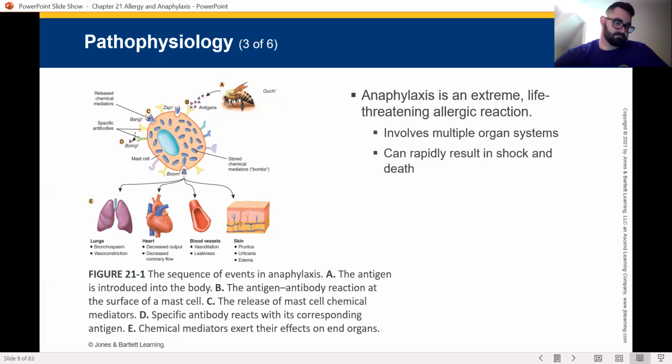enough oxygen. And then the lungs will have bronchospasm and vasoconstriction. So the lungs, their blood flow will be decreased and they'll have bronchospasm. So the pipes inside the lungs that are allowing air to come in and out, you want big pipes to breathe better. They'll narrow to the point where you can't breathe. You'll start to develop wheezing, big, bad, aggravating stuff.